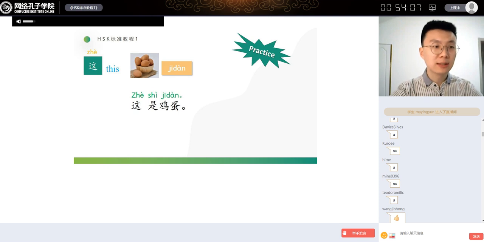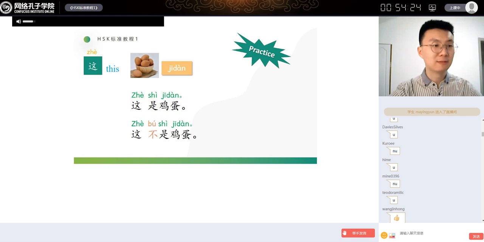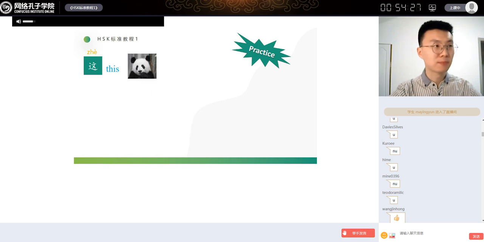So how to give a negative form? Change the sentence into a negative form. Can you have a try? 这是鸡蛋. So now we want to change it into a negative form. We should put 不 before the verb. Very good. 这不是鸡蛋.